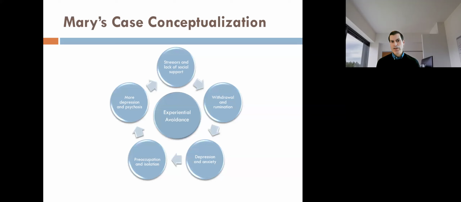And so as we think about Mary's case, we could speculate here that the stressors and the lack of social support she was experiencing recently led to increased withdrawal and an increase in her rumination. This started increasing her depression and anxiety. The more her depression and anxiety increased, the more she became isolated, withdrawn, and preoccupied by these internal experiences, maybe avoiding or struggling with them. This actually deepened her depression, and then she started experiencing more of the positive psychotic symptoms of delusions in terms of paranoia and also auditory hallucinations. And again, this vicious cycle is really driven by an experiential avoidance process.